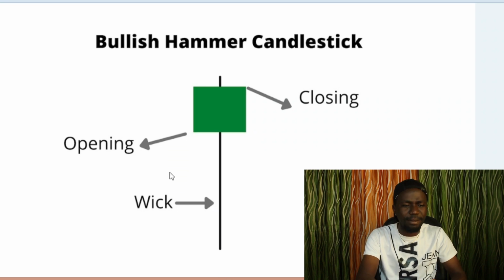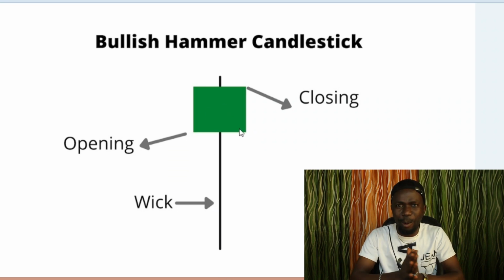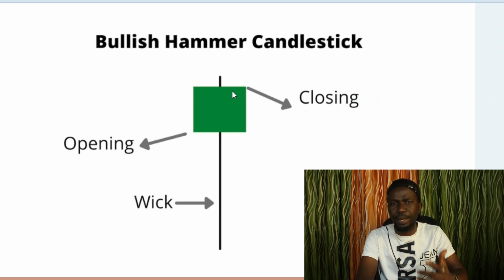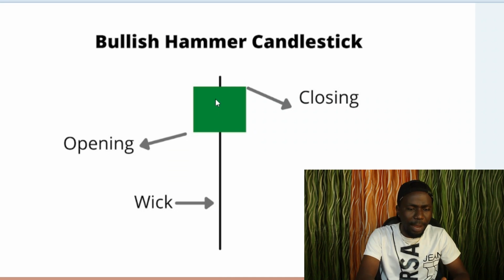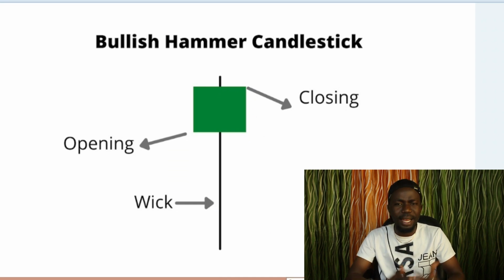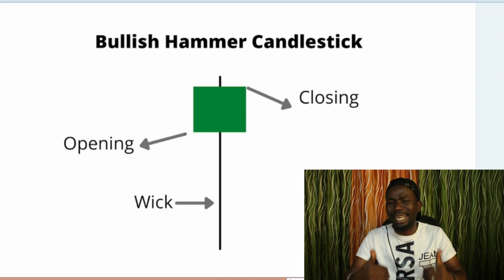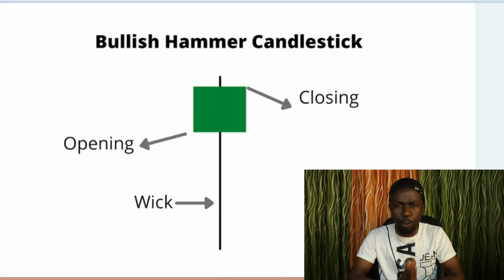So once you identify this hammer on a support level during a downtrend, know that the trend has changed direction. So you simply wait for this candlestick to close for you to place your buy trade. So once this hammer closes, you place your buy trade here, and your stop loss should be below the support level. And like I said, you must identify this hammer at an area of value, which is a support level.